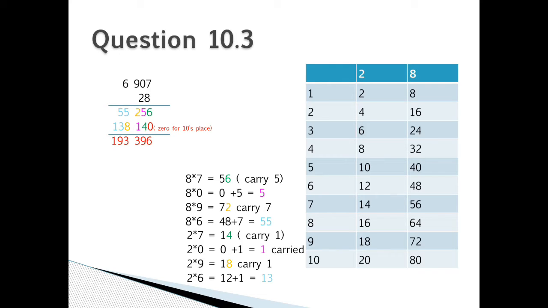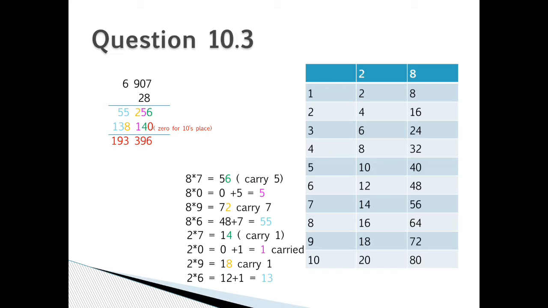8 times 0 is 0 plus the 5. You write down your 5. 8 times 9 is equal to 72. You write down the 2, carry the 7. 8 times 6 is equal to 48. Plus the 7 you carried will give you 55. You can write it down.